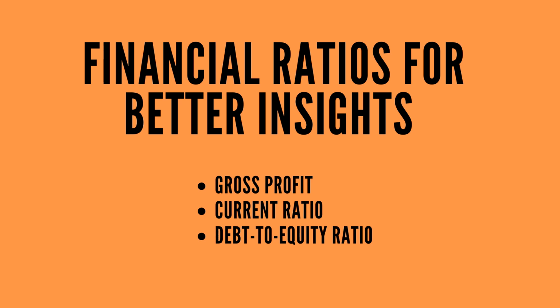Gross profit margin shows how efficiently you're producing and selling goods. For example, a manufacturer might monitor a 40% margin to stay competitive. Current ratio tells you if you can cover short-term liabilities with short-term assets, helping businesses like restaurants ensure they're financially prepared for slower seasons. Debt-to-equity ratio shows how much debt your business has compared to its equity. Retail chains often evaluate this before taking on new loans.